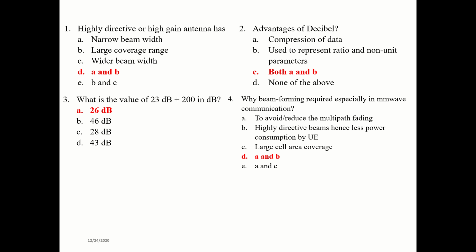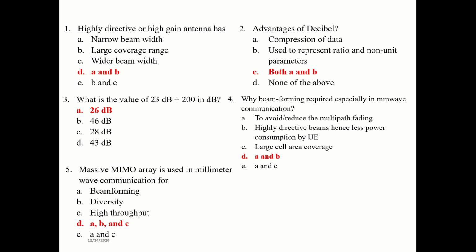Next is highly directive beams, hence less power consumption by the UE, because your beam is focused towards the UE wherever he is, whether nearby the cell tower or at the edge of the cell. So the received power will be almost the same. It is not like cell coverage, where the person near the tower gets a very good signal and, when he moves out near the edge, gets a very poor signal. That is not the case here. That's why the answer is A and B. A large cell coverage area will not come, because it's not cell coverage, it's beam coverage. So the answer is D, which is A and B.